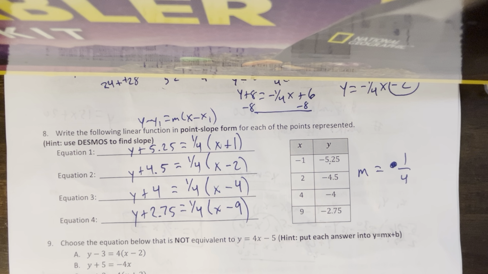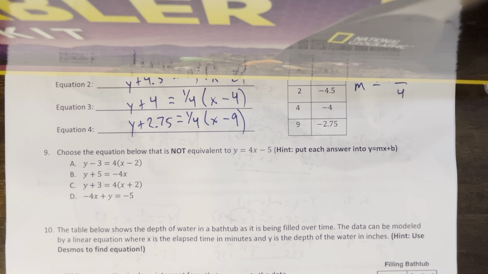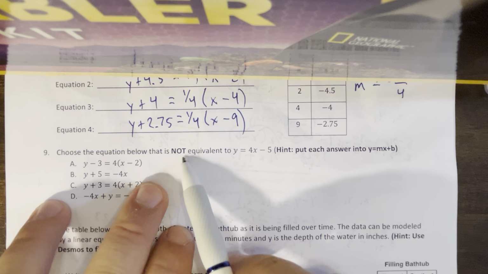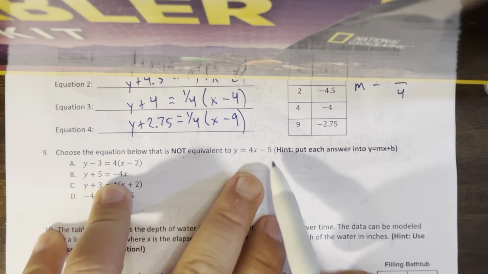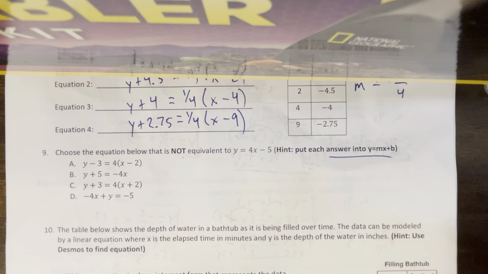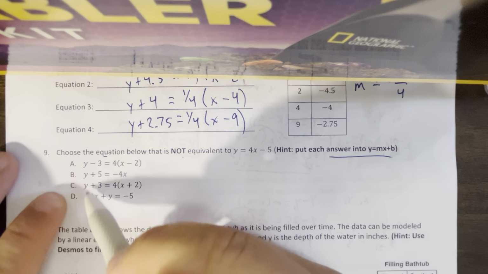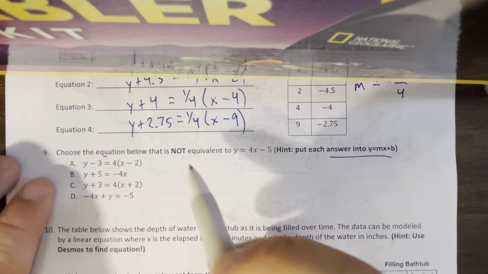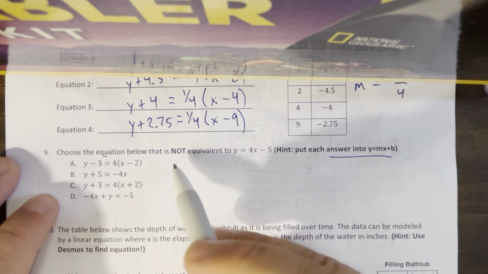And that completes number 8. Number 9, choose the equation below that is not equivalent to y equals 4x minus 5. Hint, put each answer into y equals mx plus b. So currently none of them are in mx plus b. Three of them are going to be equivalent, one of them is not.